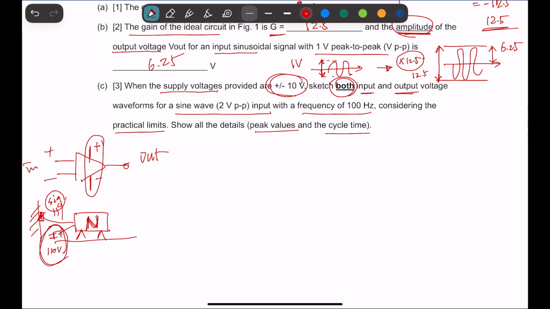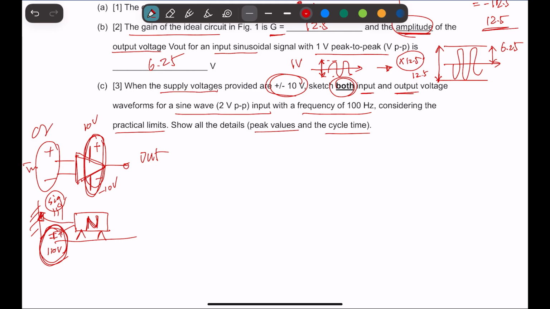And this thing is just power to turn the TV on, right? Same thing. This is just the power to turn this op-amp on, the supply voltages. So this was 10 volt and this was minus 10 volt. And these were the input signal.